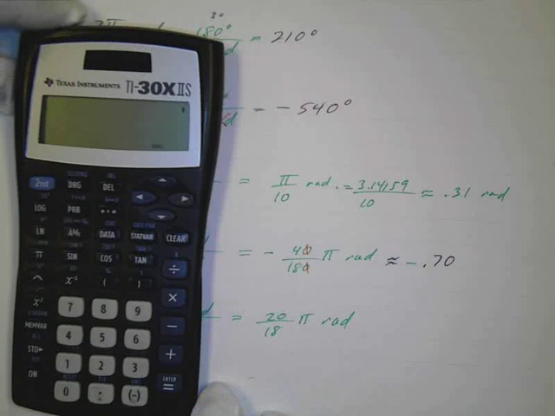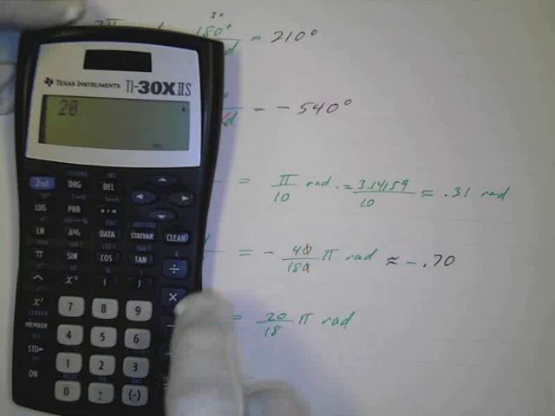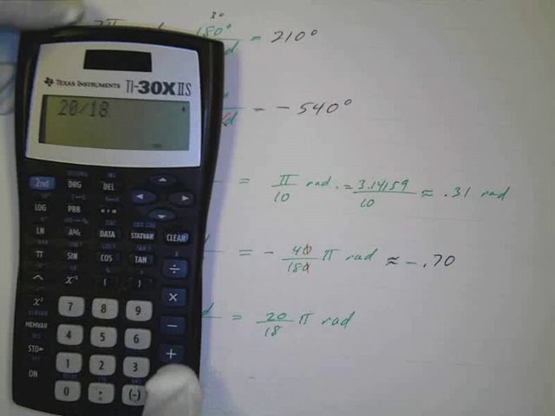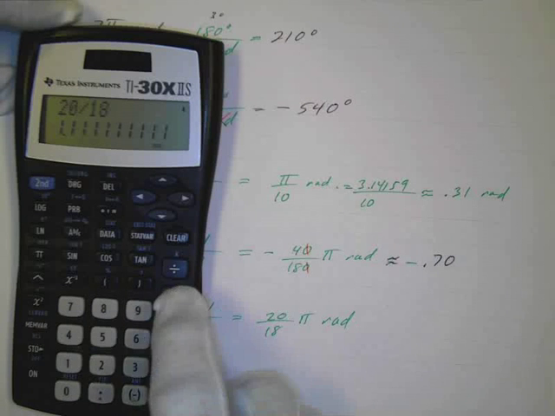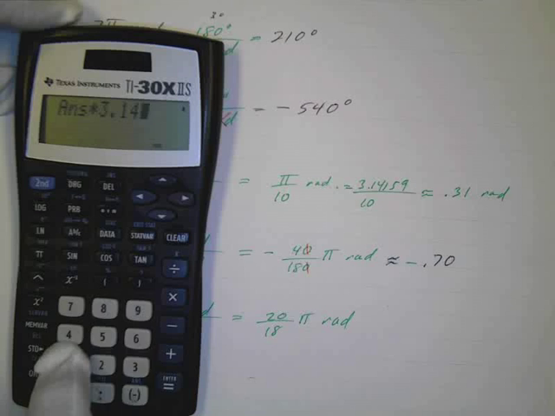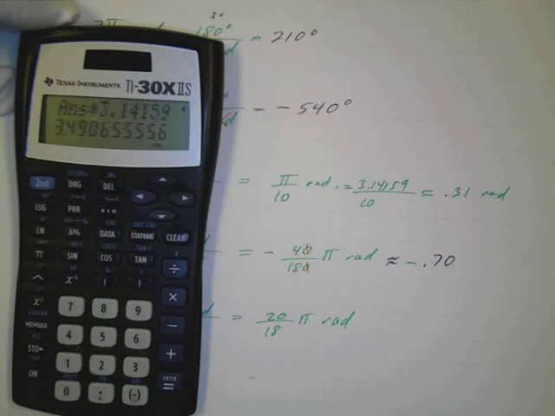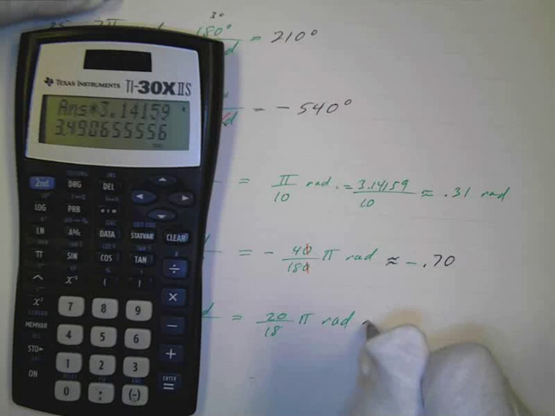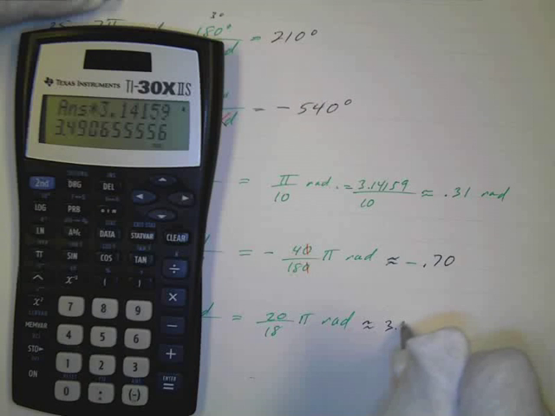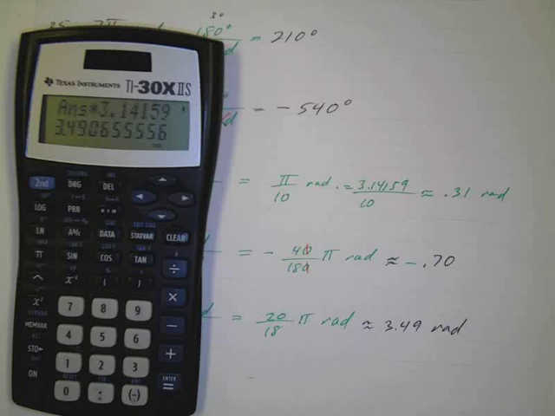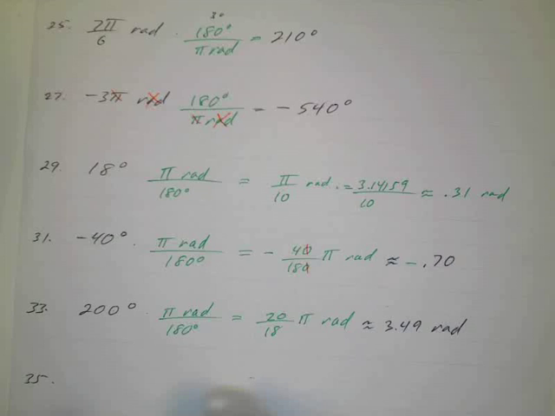Okay, so we're going to take our calculator, and let's say 20 divided by 18. And then I'm going to multiply that times pi, 3.14159. And I get 3.49. And that's all we need there. And that's in radians. We use approximation because we are rounding off. Approximately 3.49 radians. All right? And there's my pi right there. I could have used that also, just in case you didn't have it.